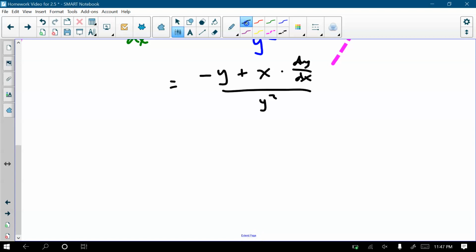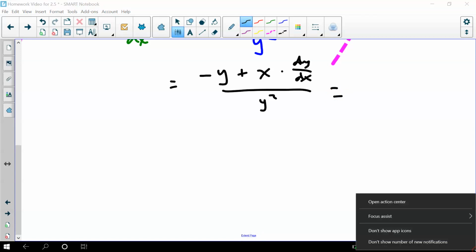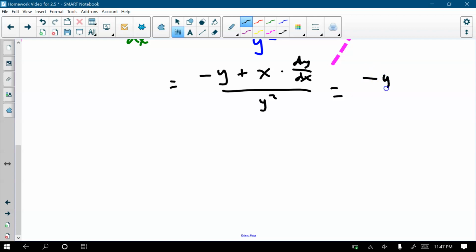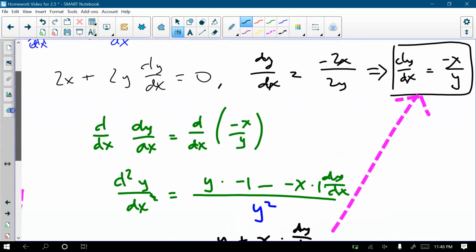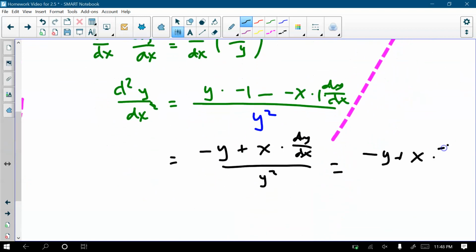So we can get equals negative y plus x times, what was it? Negative x over y? Yeah! Negative x over y, then over y squared. And now you have to think, how do I get rid of that complex fraction?